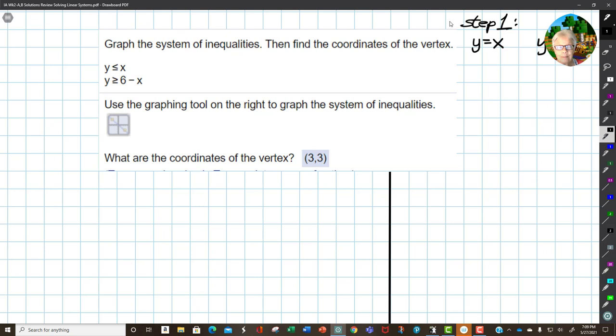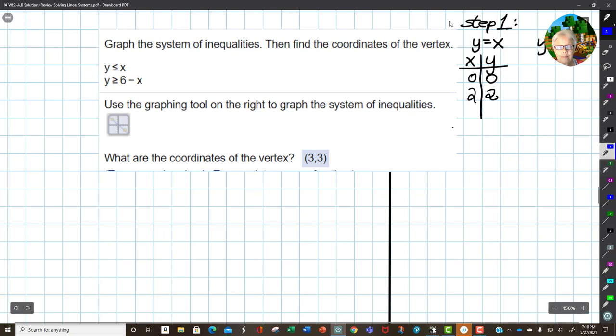Okay, now, what I have to do is find two points that are on each of these lines. Each of these lines has an infinite number of points, but we only need two for each of them. So I'm going to make an X and a Y table. Now, I can choose any number I want for X. How about 0 and 2? Now I go up here. If X is 0, then Y is 0, because X and Y equal each other. If X is 2, then Y is 2. I now have two points.